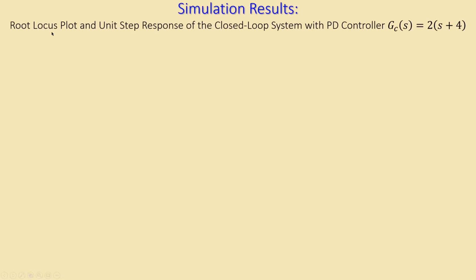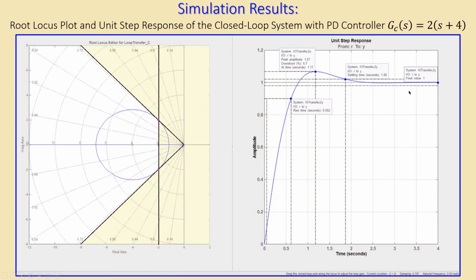Now we have plotted a root locus plot and also the unit step response of the closed system with the PD controller originally designed for this. So I have this plot. What you see is the yellow region, which is the forbidden region, which is defined by the damping ratio line from the overshoot, and also the absolute damping line, which is determined by the settling time, which is the vertical line.